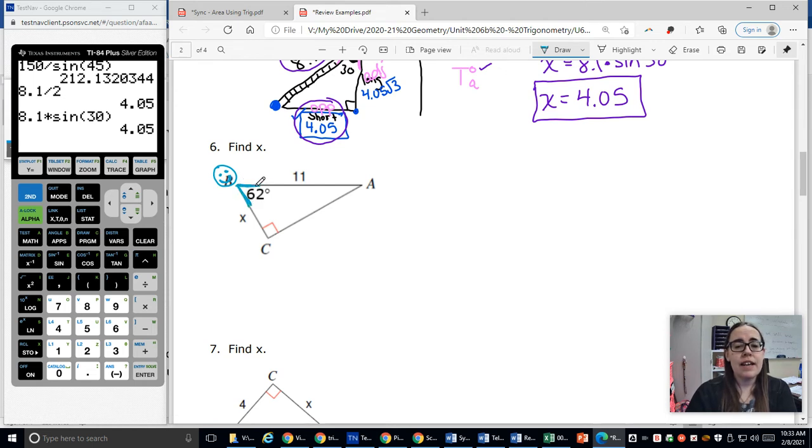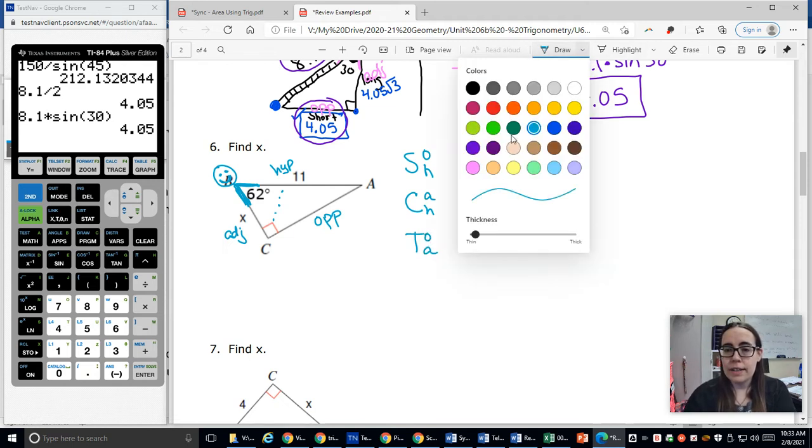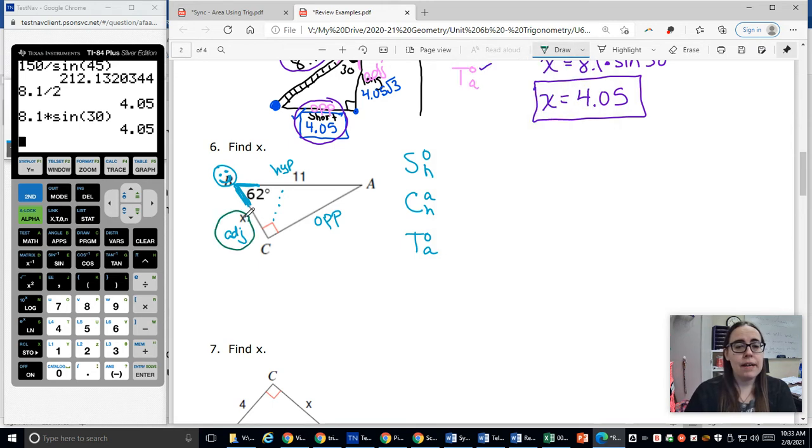Coming out of my smiley face, I know I've got a hypotenuse and an adjacent side. So my hypotenuse is the 11, which means the x over here is adjacent, and my smiley face is yelling across to the opposite side. SOHCAHTOA. All right, SOHCAHTOA. I've got my adjacent side is what I'm trying to find, and I'm looking for the hypotenuse. So the trig function I want to use is the one that has the 2 check marks. That's going to be cosine.